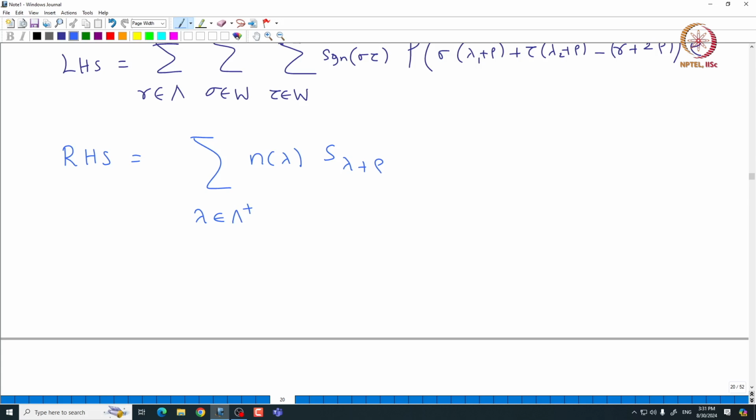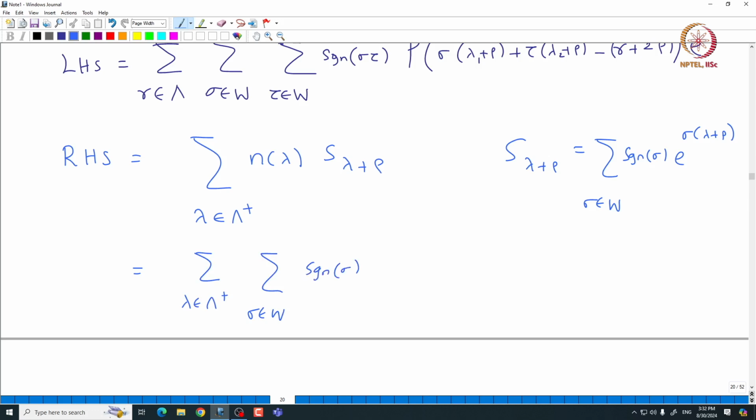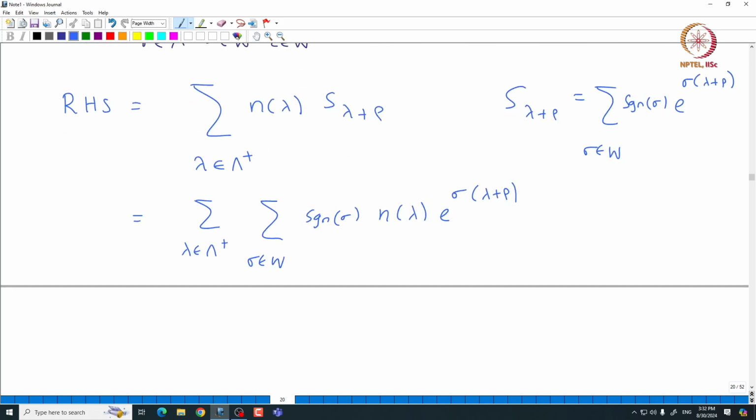So, now what we do, we just simply rewrite this using s lambda plus rho, which is given by summation sigma in W sin sigma e power sigma lambda plus rho. If you use this, then this can be rewritten as follows: summation lambda in Lambda plus, summation sigma in W, sin of sigma n of lambda e power sigma lambda plus rho. So, this is what we get if you just replace s lambda plus rho here.